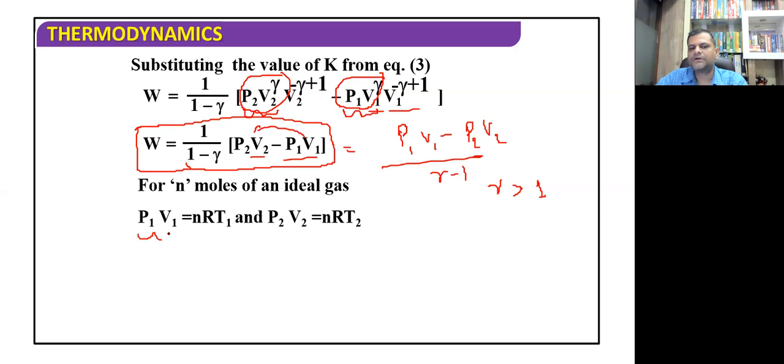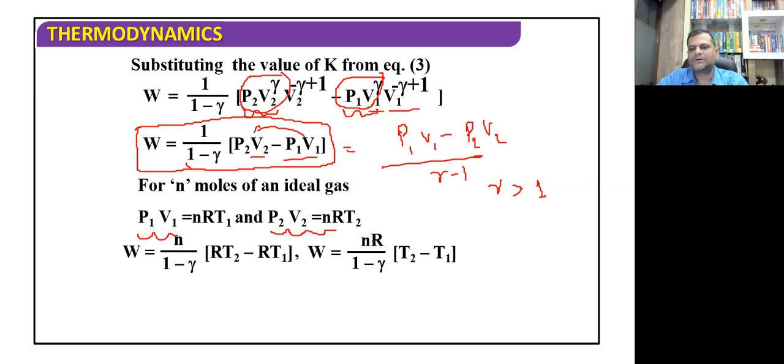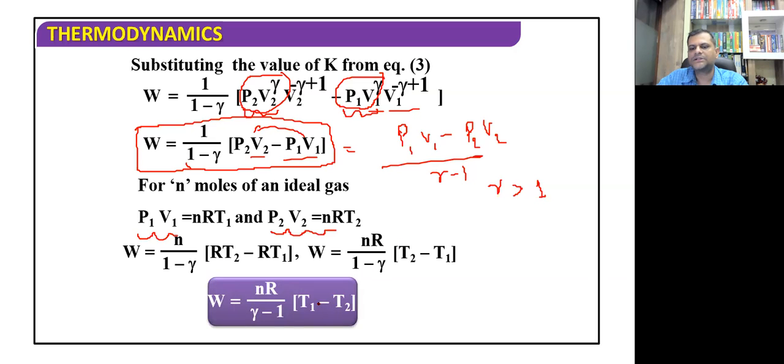And if we use p1 v1 equal to nRT1 and p2 v2 equal to nRT2, then we can simplify this further and get n upon (RT2 minus RT1) upon 1 minus gamma, which can also be written as nR common and (T2 minus T1) upon 1 minus gamma. But actually this should be written like this: nR upon gamma minus 1 into (T1 minus T2), or simply as nR(T1 minus T2) upon gamma minus 1.